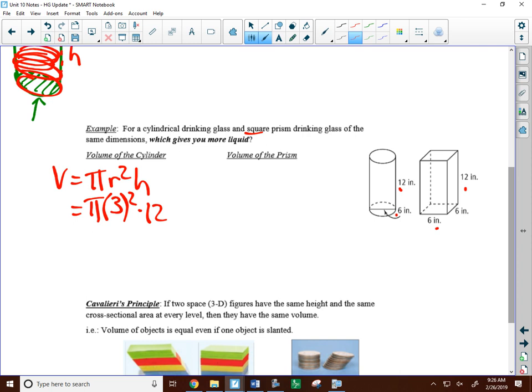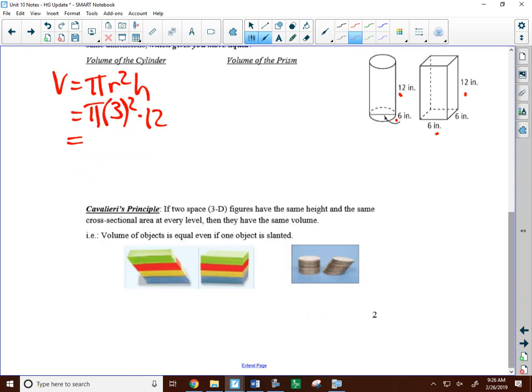Calculator, you're going to use a lot this unit, so you probably just want to make sure to get it out every day right away. 3 squared is 9, times 12 is 108 pi. Now most times I would say leave it in terms of pi for a cylinder. However, I'm going to want to compare this with the prism. So let's go ahead and do 108 pi in our calculator. I got about 339.29.